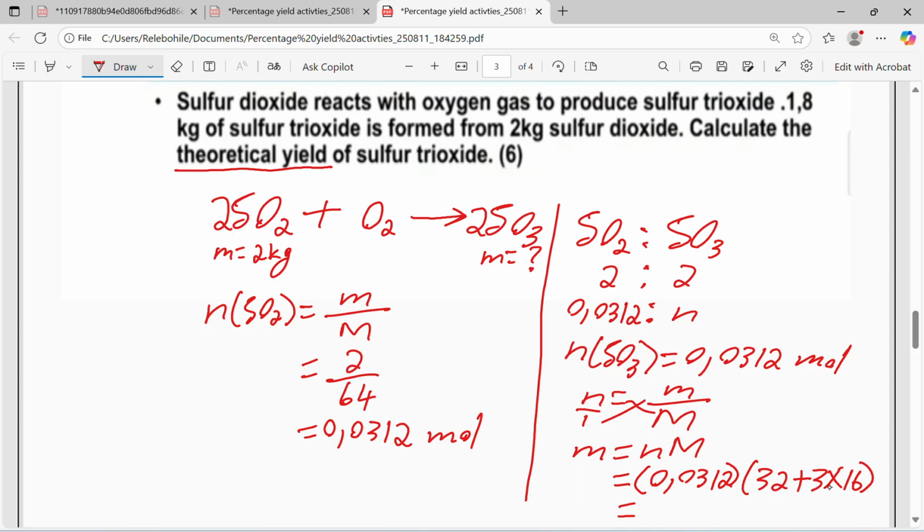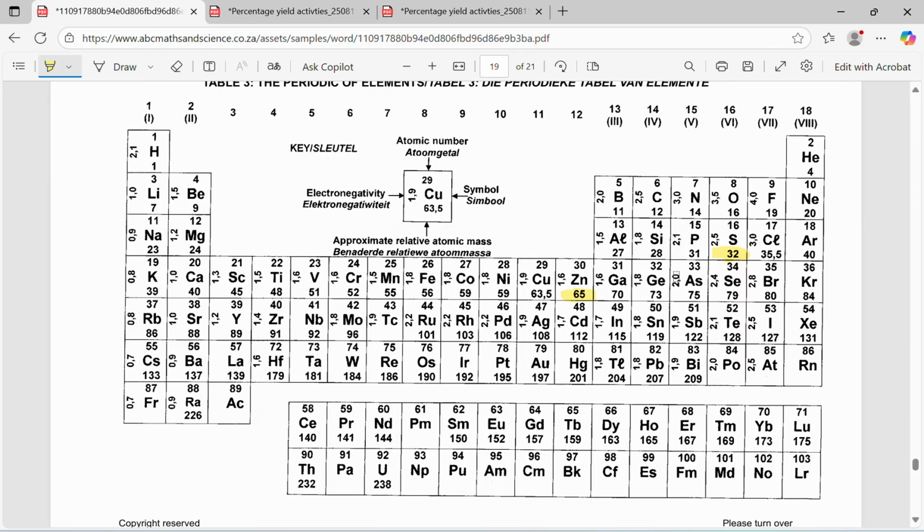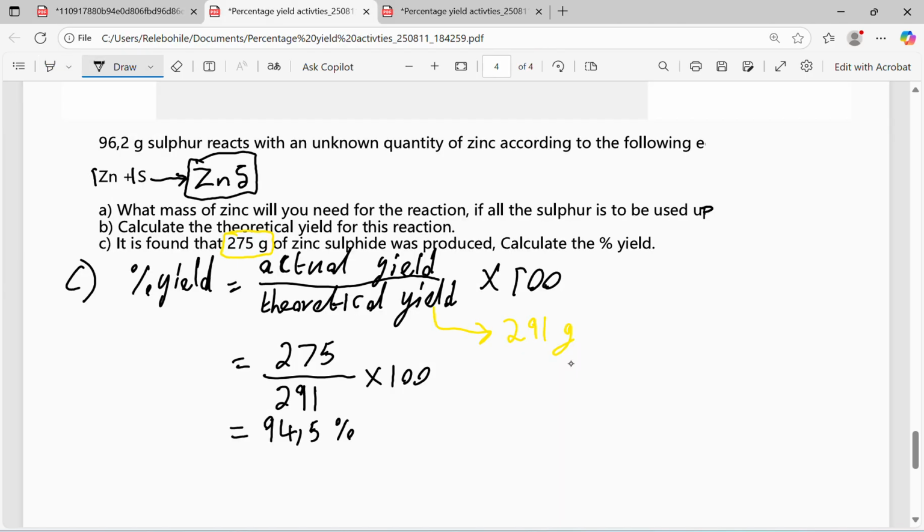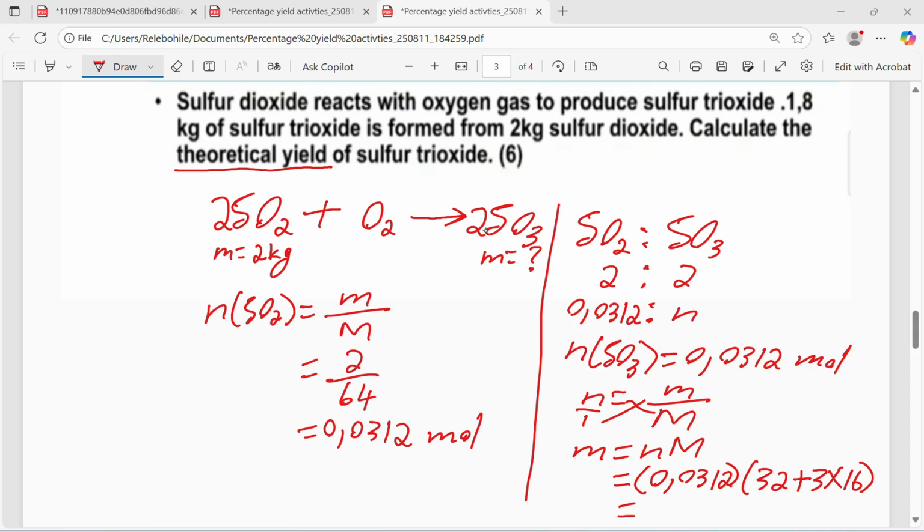Where do I get these values, guys? The 32 and the 16, I get them from my periodic table. And here's my periodic table. The molar mass of sulfur is 32 and the molar mass of oxygen is 16. I hope you understand that part. Okay, where is that question we are doing now? Let me just find it. Okay, so I found our question. Now, remember we said that we'll multiply our number of moles by our molar mass. So let's do that on the calculator.